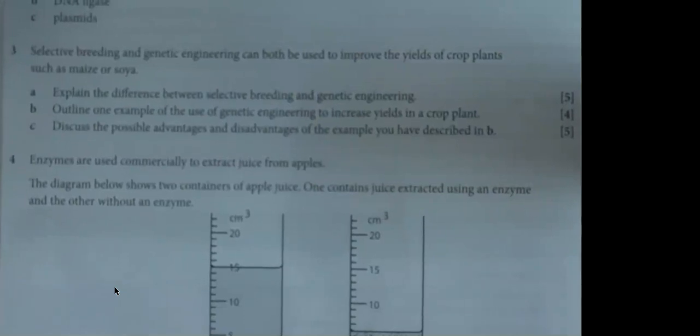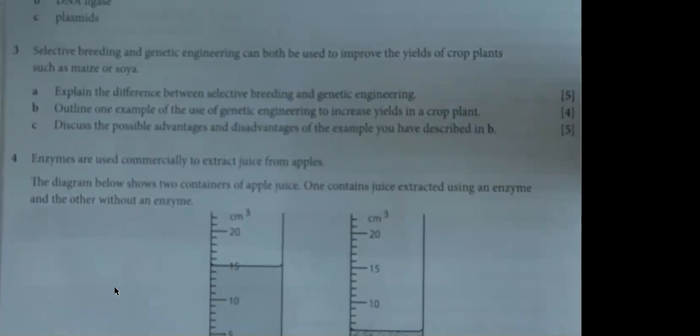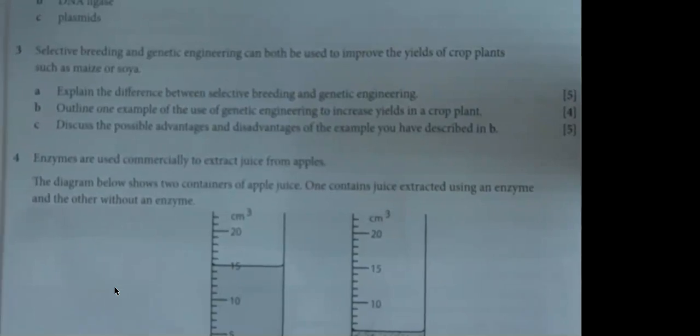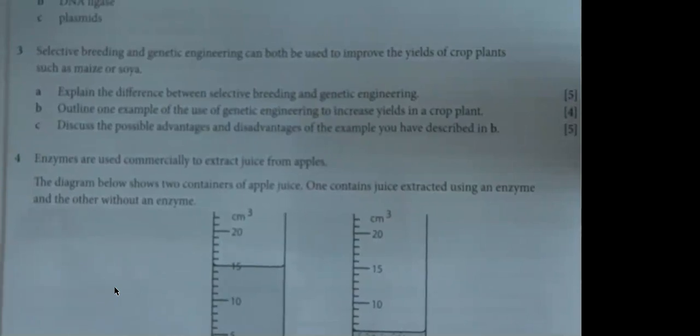Number 3, selective breeding and genetic engineering can both be used to improve the yields of crop plants such as maize or soya. So A, explain the difference between selective breeding and genetic engineering. What comes to your mind? What is selective breeding and genetic engineering? This is really, I think, a question which may be related to common sense rather than scientific explanation. Go ahead, please.